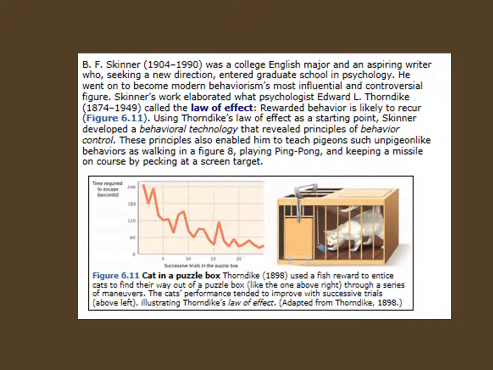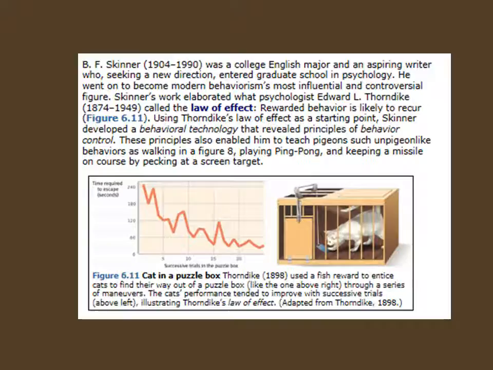Next who came about was B.F. Skinner. He was born in 1904 and died in 1990. He was a college English major and an inspiring writer. Seeking a new direction, he entered graduate school in psychology. He went on to become modern behaviorism's most influential and controversial figure. Skinner elaborated on psychologist Edward L. Thorndike's principle of the law of effect, so he went on to expand the law.